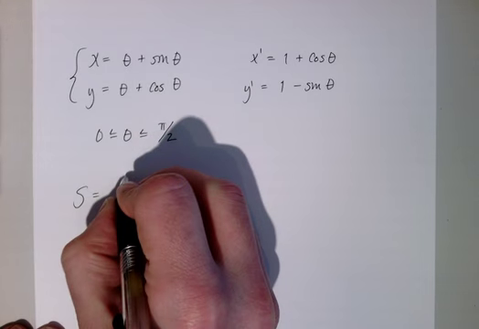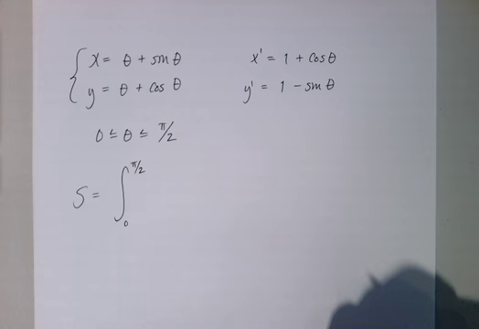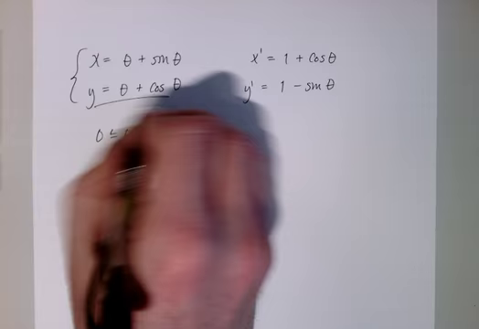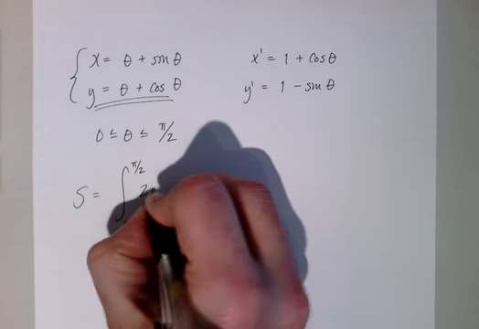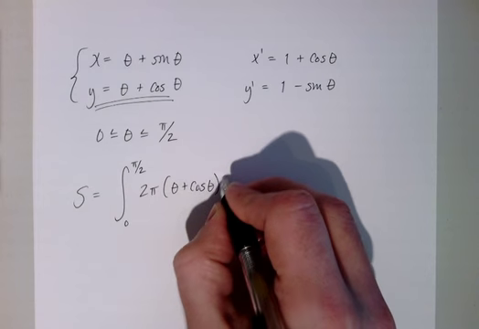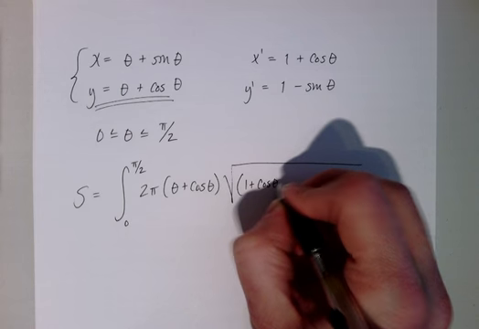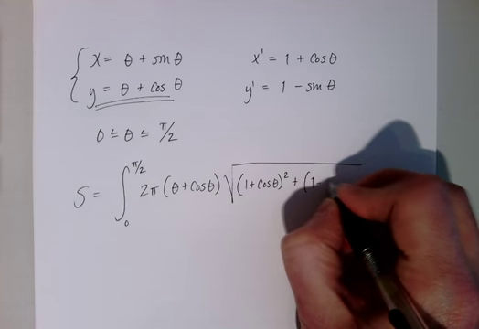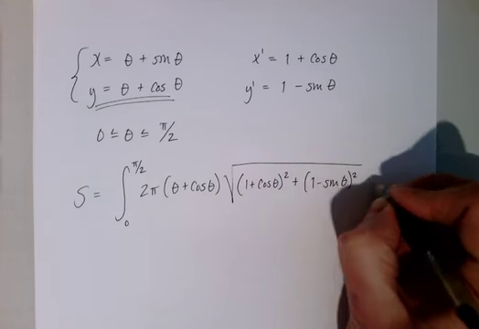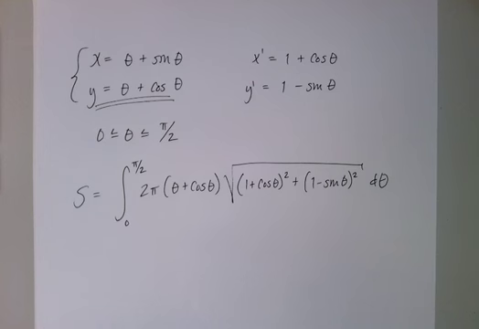Surface area, you need your 2 pi r. Well, first of all, you need your limits of integration. If we're going around the x-axis, this right here is my r. So 2 pi r times the square root of x prime squared plus y prime squared. And then, since this one happens to be in terms of theta instead of t, it's d theta. And that would be how I would set it up. And it should be rather straightforward, okay?